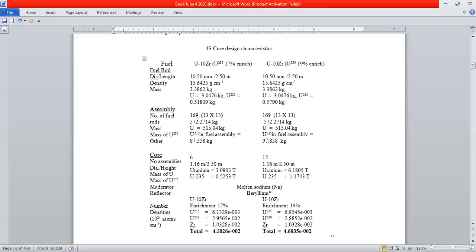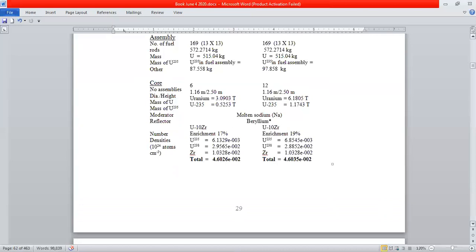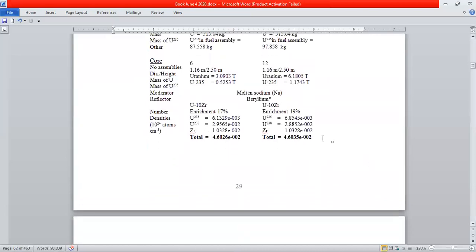So the total amount of uranium that you've got sitting in the core is about half a ton U235 inside and 1.17 tons outside. So you've got 1.7 tons of U235, and the total is about 3.5 plus 8, so it's about 11.5 tons of uranium, less than 20% enriched. And the coolant, as I mentioned, is molten sodium, and the reflector is beryllium.